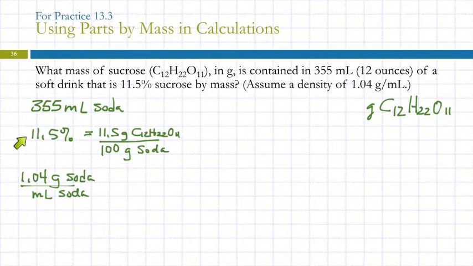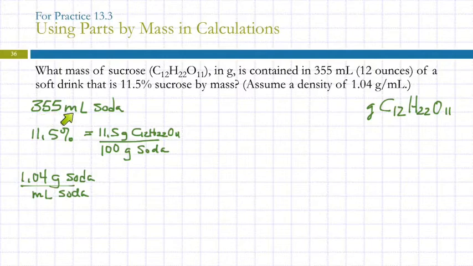So these are the numbers given to us. We've identified what we're trying to find. Now we need to figure out which of these is our starting point, and sometimes that's tricky. If you start off with the wrong one, you can go in crazy circles.